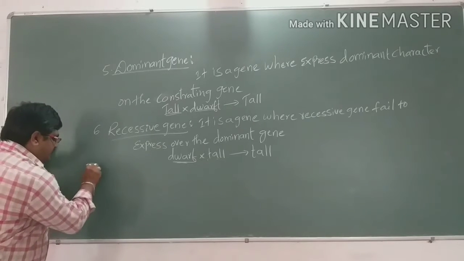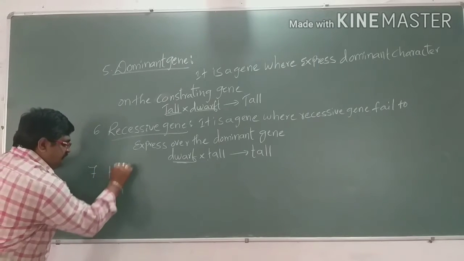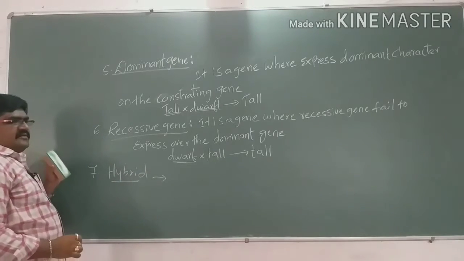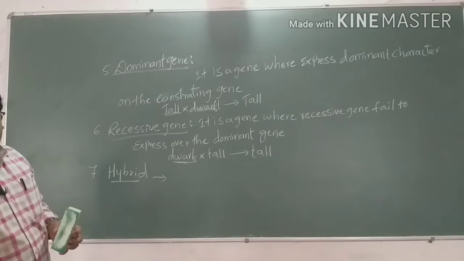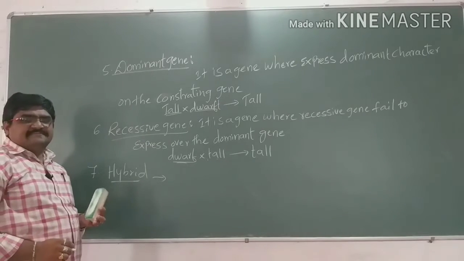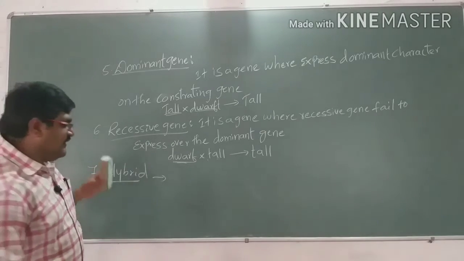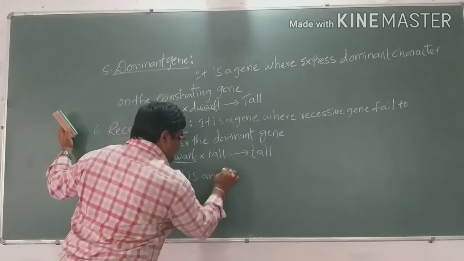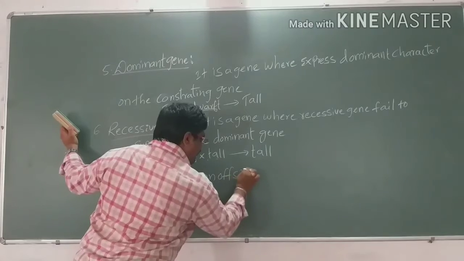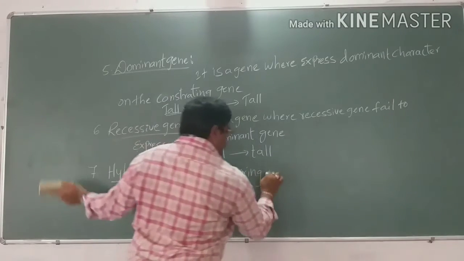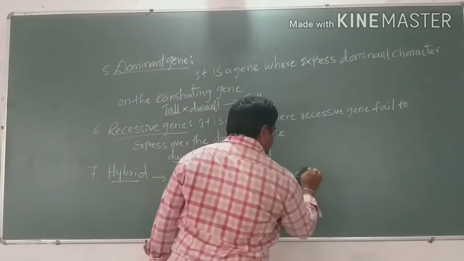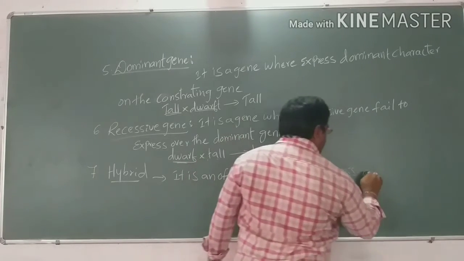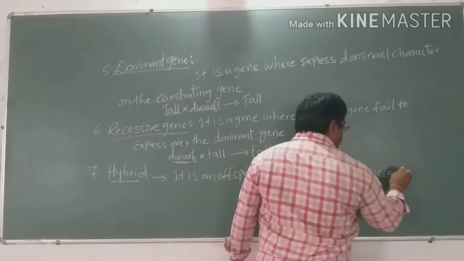Next, seventh one, a hybrid. Hybrid means an offspring where two or more characters are expressed. It is an offspring where it expresses one or more characters.